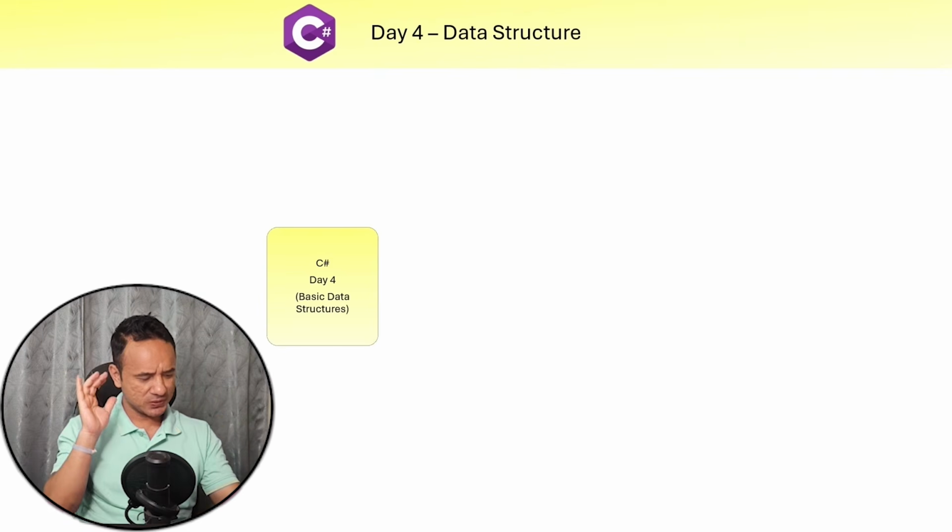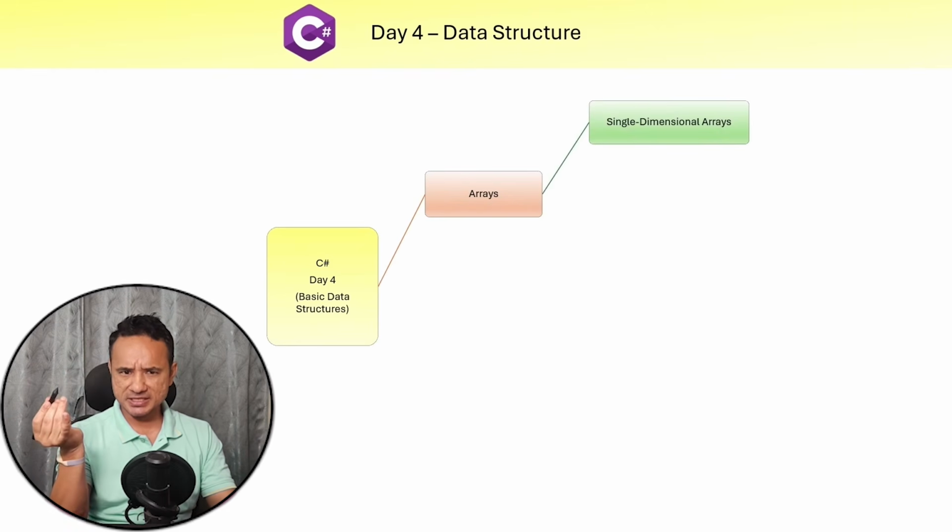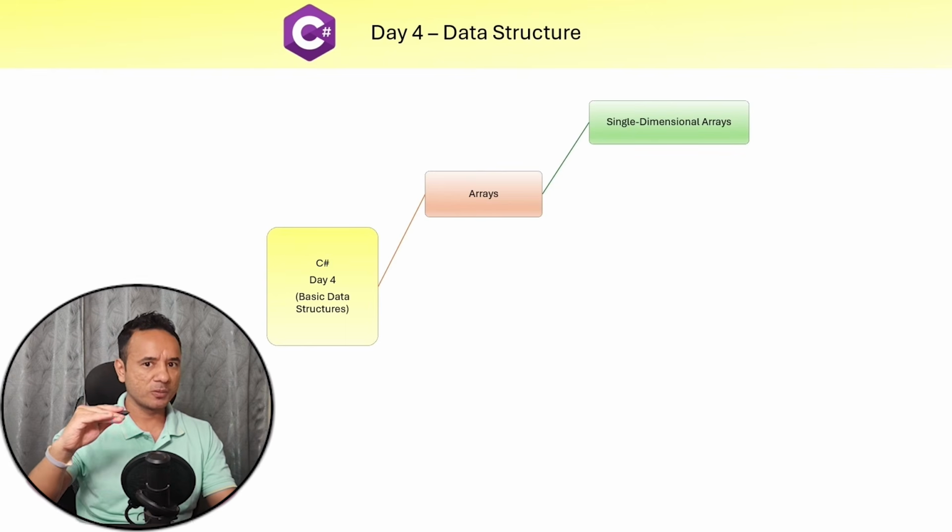All right, now in day 4, we will explore some of the most common data structures in C sharp. So the first one is arrays. Very simple. We have single dimensional arrays, which store elements in simple linear form, like numbers, names. It's the default.